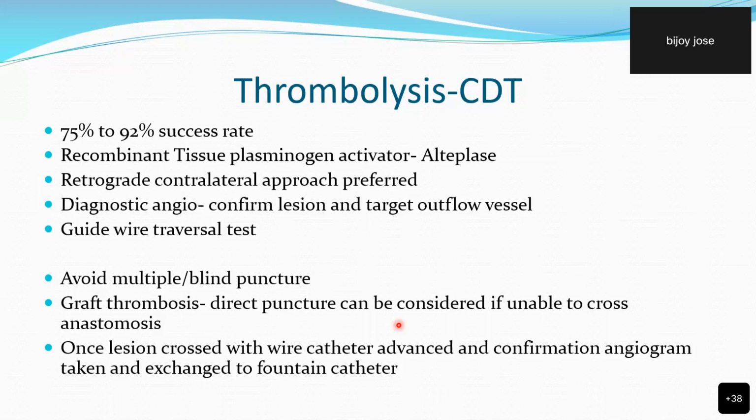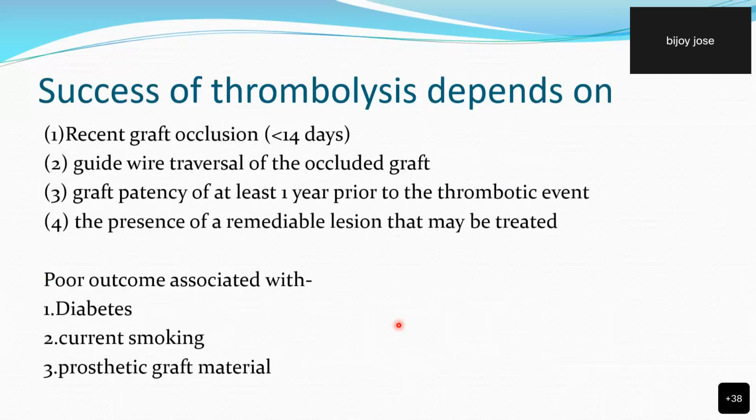So then we can proceed with the thrombolysis. And always, when you are planning to go for thrombolysis, avoid multiple and blind punctures. Always use ultrasound guided puncture. A single puncture is advocated, because when we start thrombolysis, multiple or blind punctures can lead to pseudoaneurysm formation, hematoma, and complications. In case of graft thrombosis, direct puncture can be considered if unable to cross the anastomosis. And once the lesion is crossed with the wire, the catheter is advanced, a confirmation angiogram is taken, and exchanged to a Fountain catheter.